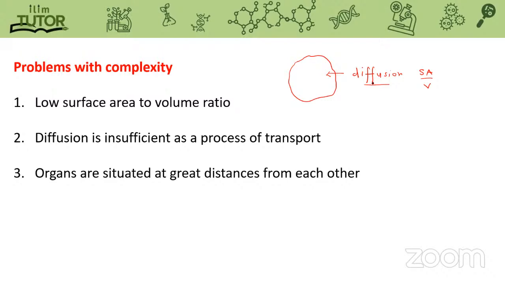On the other hand, when we look at more complex organisms like human beings or plants or frogs or what have you, simple diffusion is not enough to cater to the needs of all the cells. And one reason for this is simply because the cells within these complex living organisms have a low surface area to volume ratio.